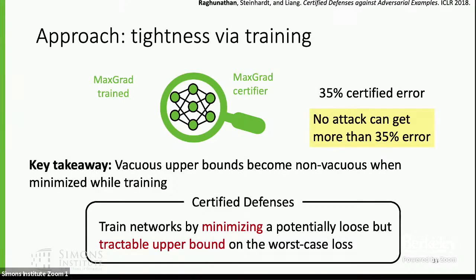And so that led us to this new way of thinking about defenses, in that instead of minimizing heuristics, which is what you typically do, you instead take an upper bound where you can prove things are robust. That bound might not always be tight, but you can find a network where it's tight by explicitly minimizing that on your training set.